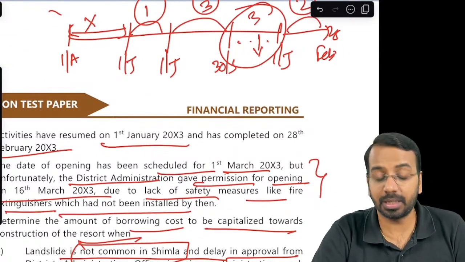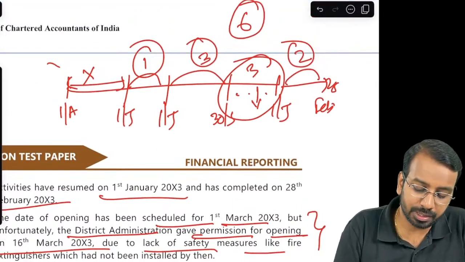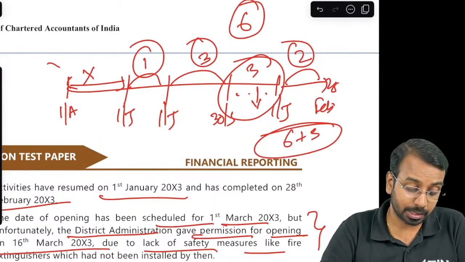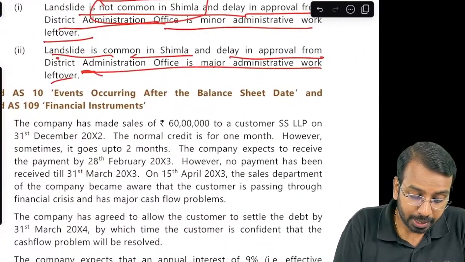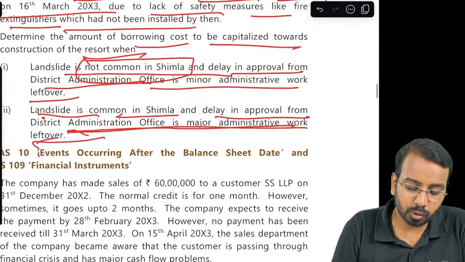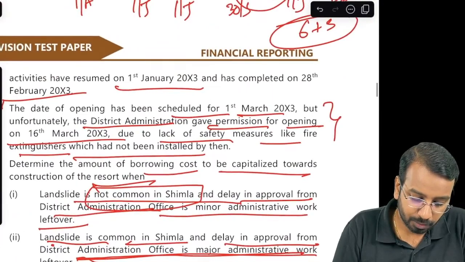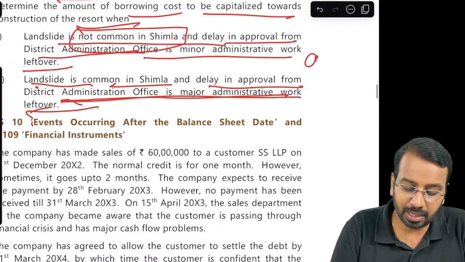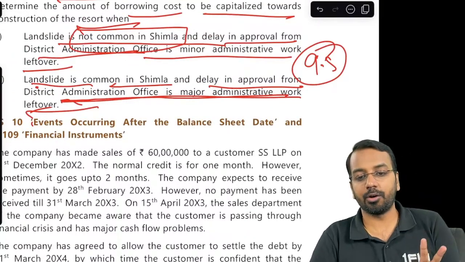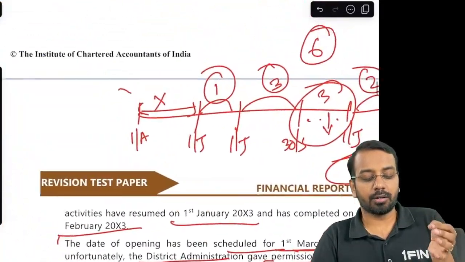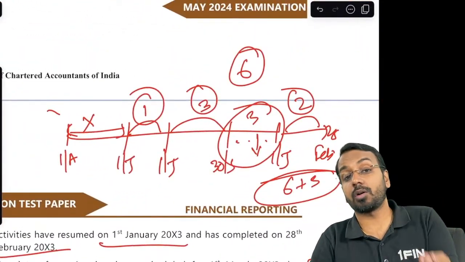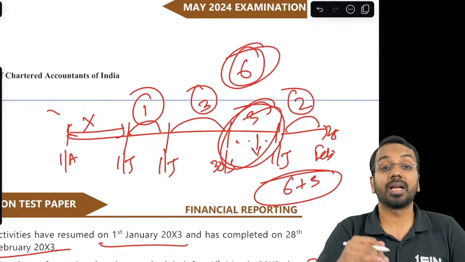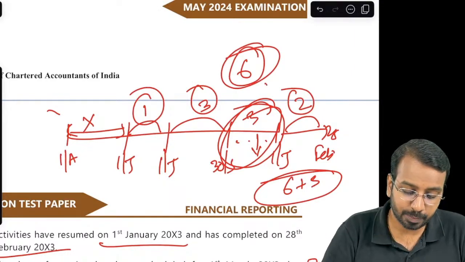Okay. Then, if landslide is common in Shimla, then we will also consider the 3 months extra period, and for 9 months we will capitalize. Plus, the question says approval is also a major administrative work. So that 15 days delay from 1st of March till 16th of March, that half month extra delay also we will consider, and we will capitalize for 9.5 months. So two scenarios. If the landslides are not common, then this part we will exclude and we will capitalize only for 6 months. If landslide is common and the approval is also a major work, then 6 plus 3, 9 plus half month, 9.5 months.